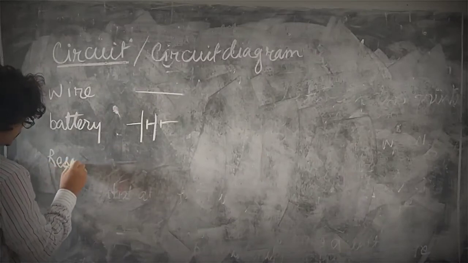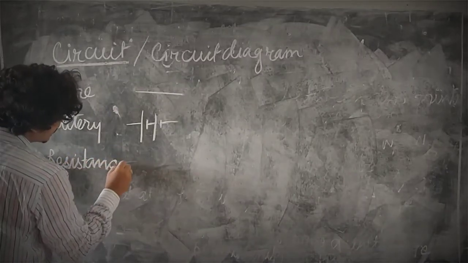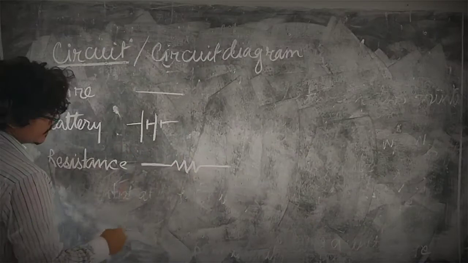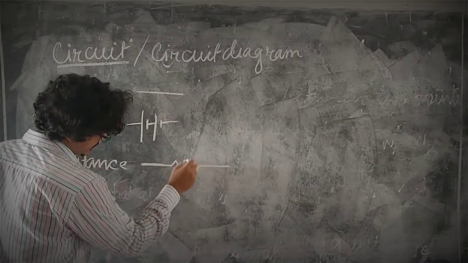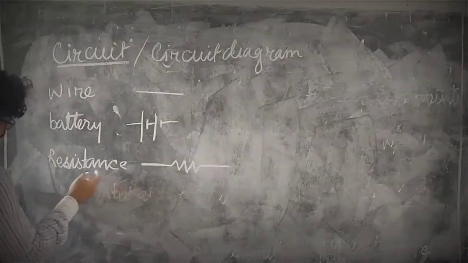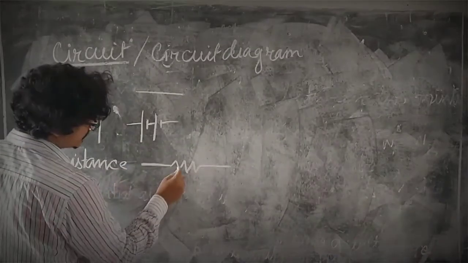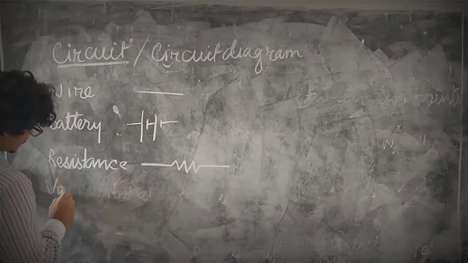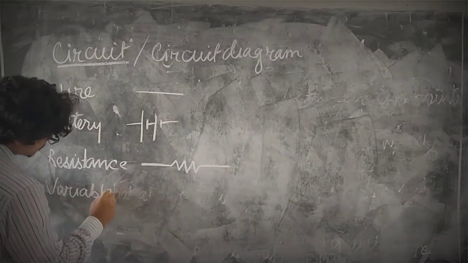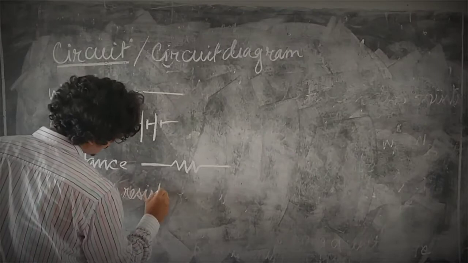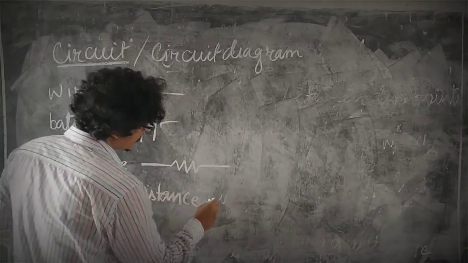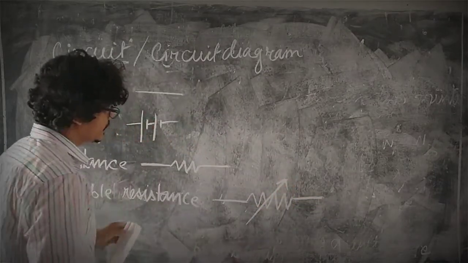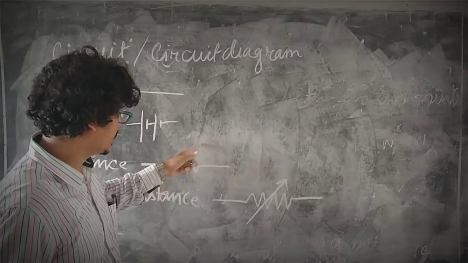Battery, then resistance. Resistance is denoted by this type of line with a zigzag line in between. This is constant resistance, that means its value is fixed. Then variable resistance, which is denoted like this, with an arrow put on the constant resistance.